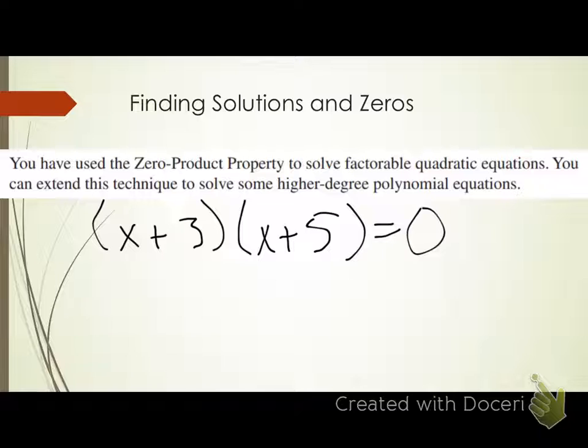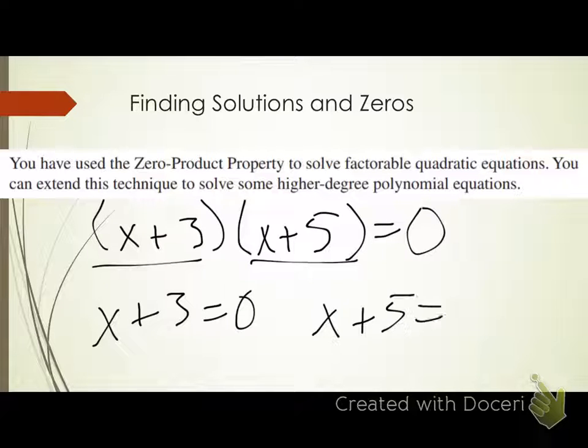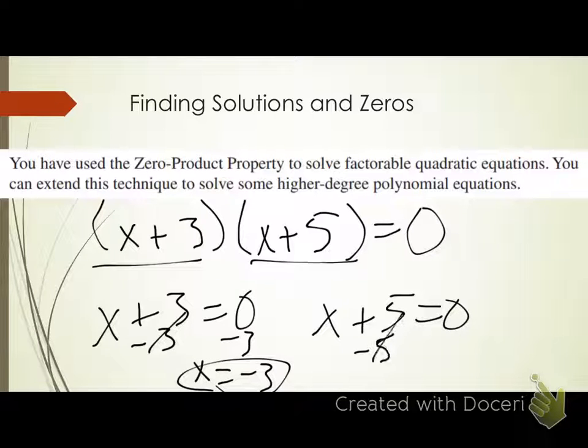Very good. If I have two things being multiplied together equaling 0, I know one of them must be 0, correct? So I take each factor, set it equal to 0, and solve for x. That's my zero product property. Does that make sense? So here it would be x equals negative 3, x equals negative 5, right? That'd be my two solutions, my two zeros, my two roots, those three different names for the same thing of this polynomial equation.